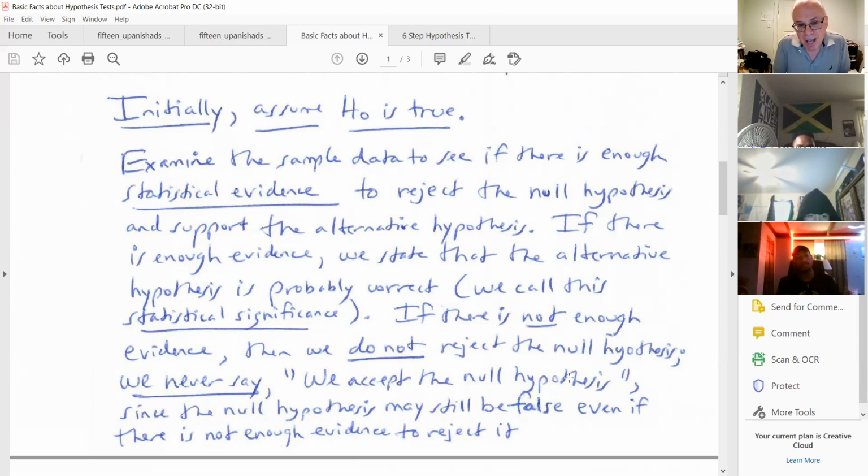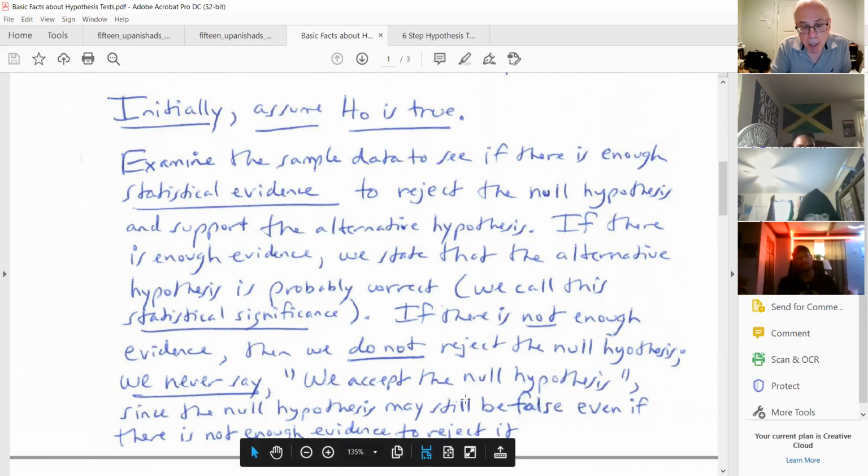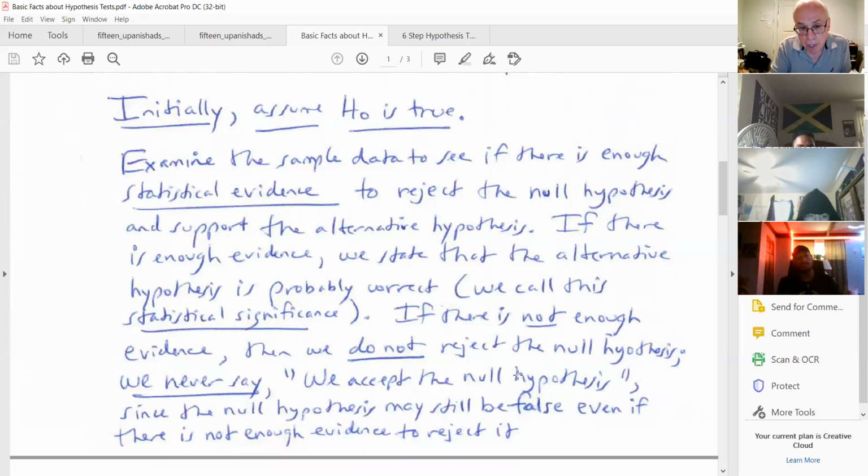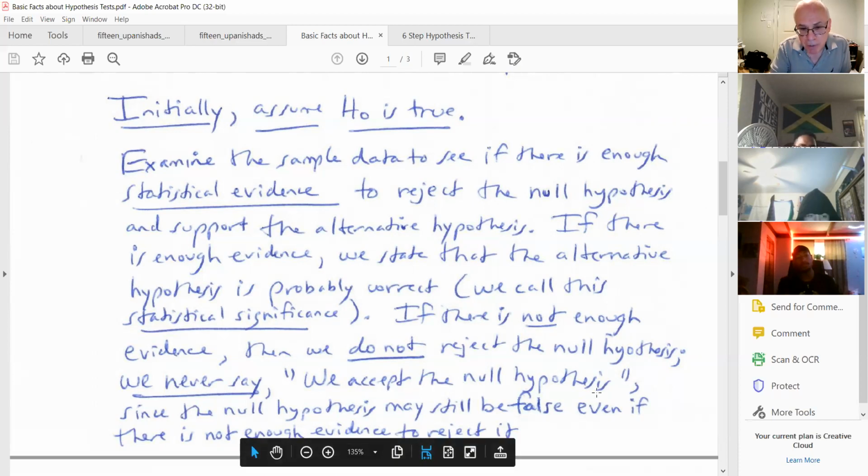But we don't say accept because it's possible that even though there's not enough evidence in the sample to reject the null hypothesis, it could still be that in reality the null hypothesis is false. So we never say this, and if you say it, you're going to get 0 for that part of the problem. It's a shame because when I say it, I know students understand what they're saying, but they still say this statement here. Never say this.